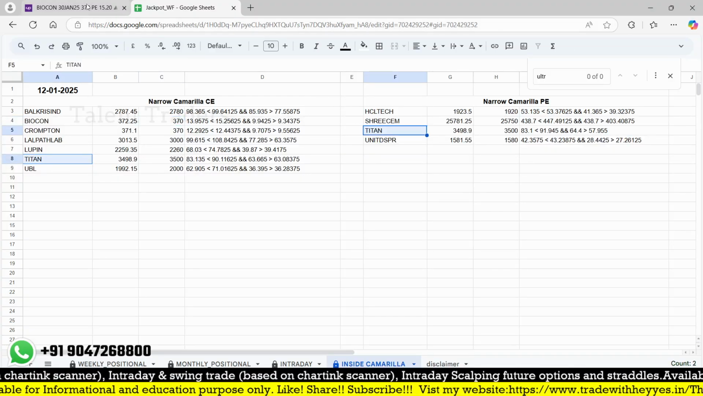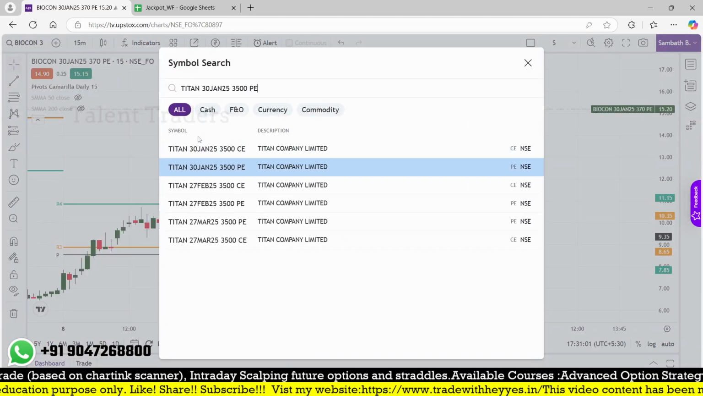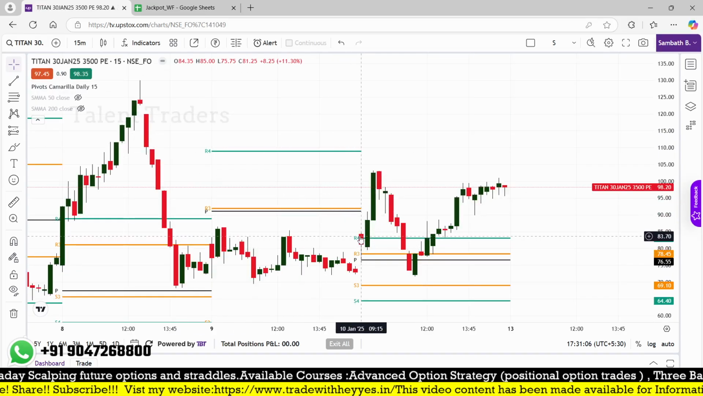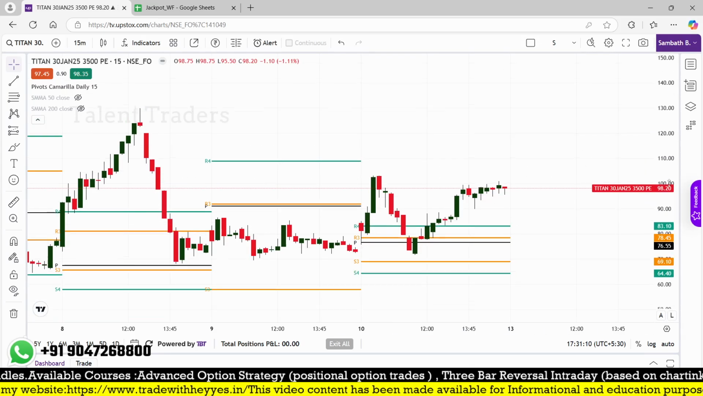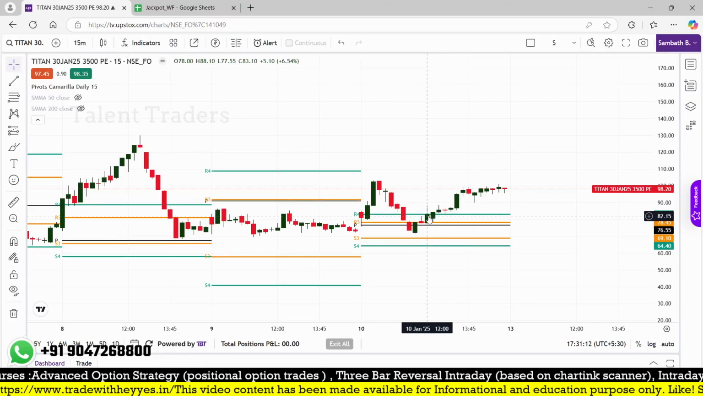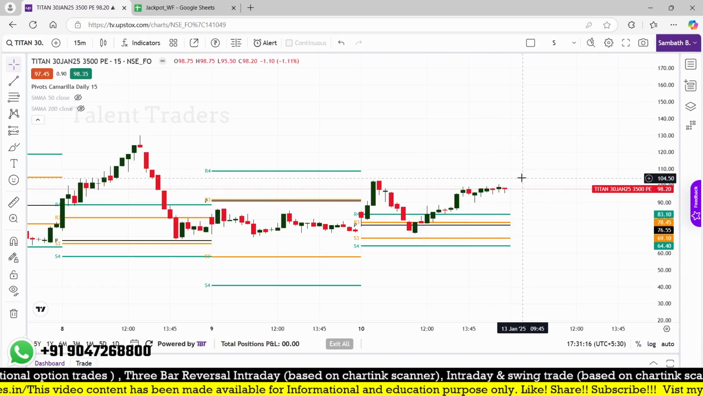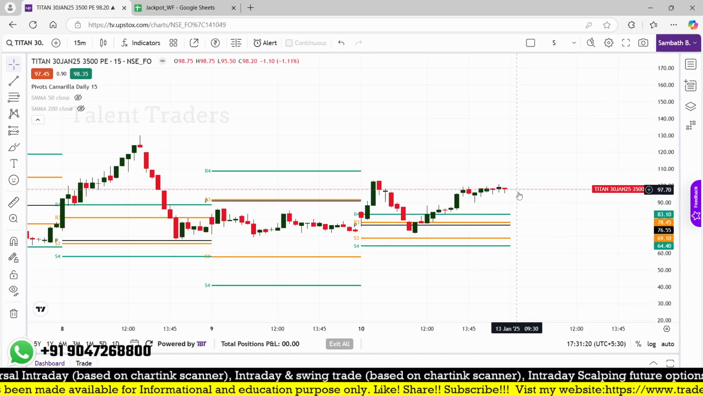Okay, so let me check Titan 3500, call or put side. This is an opportunity, but first, the same logic which I used here: the first candle gave you the breakout. We are not considering that as a valid breakout. But after that we have an opportunity here around 82, and it went up to 100 rupees. So that is 18 rupees which we have got. From 83, the stop loss is 62, near about 20 points.